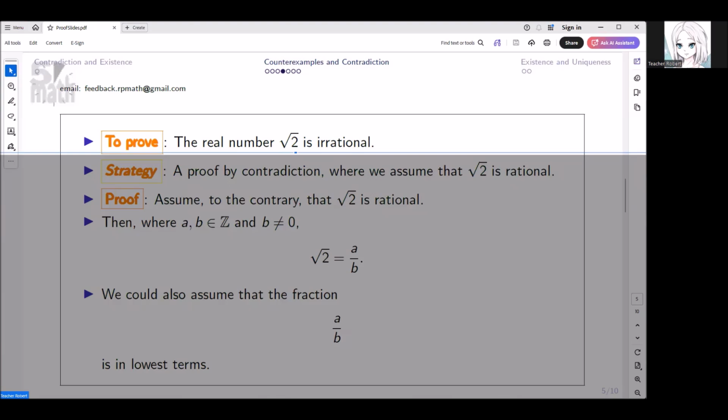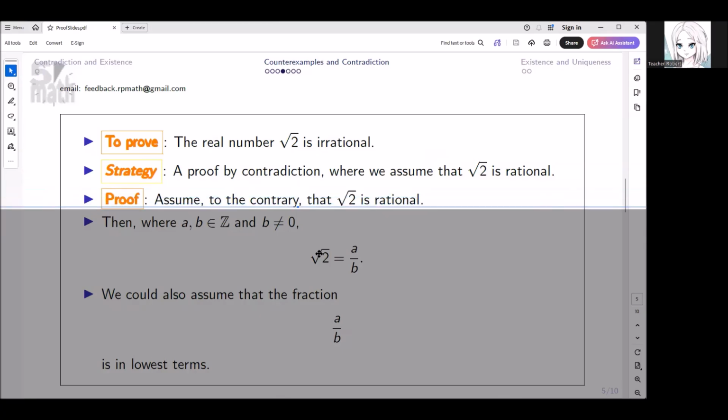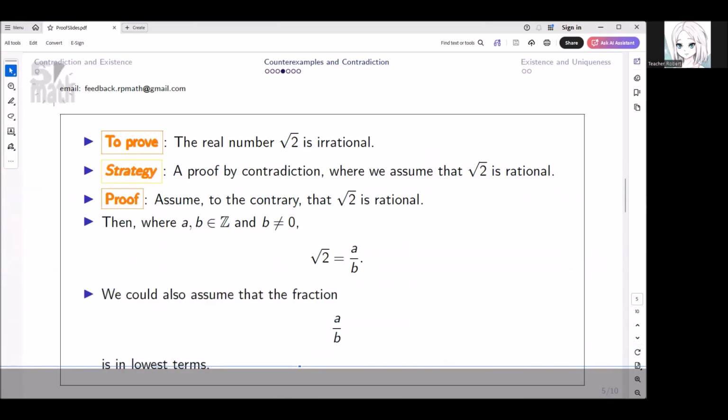To prove the real number square root 2 is irrational. Strategy: a proof by contradiction where we assume that square root 2 is rational. Proof: assume to the contrary that square root 2 is rational. Then, where a is an element of the integers and b is not equal to 0, square root 2 equals a over b. We could also assume that the fraction a over b is in lowest terms.